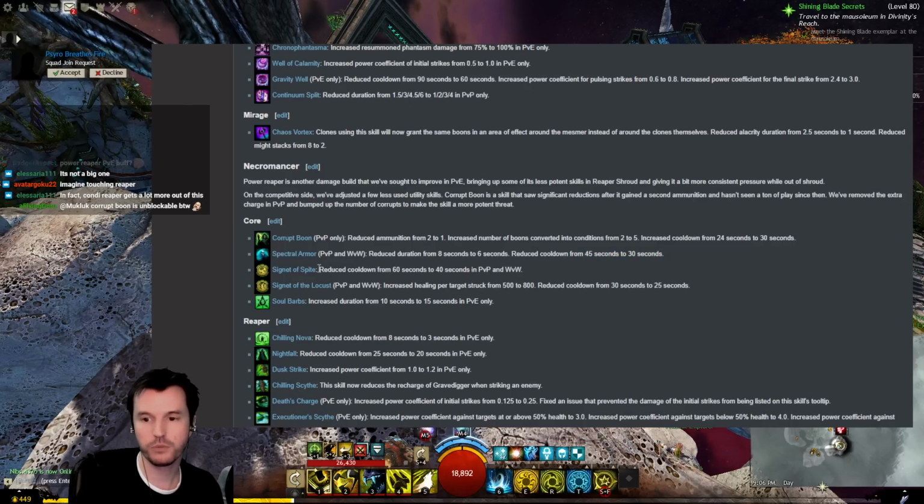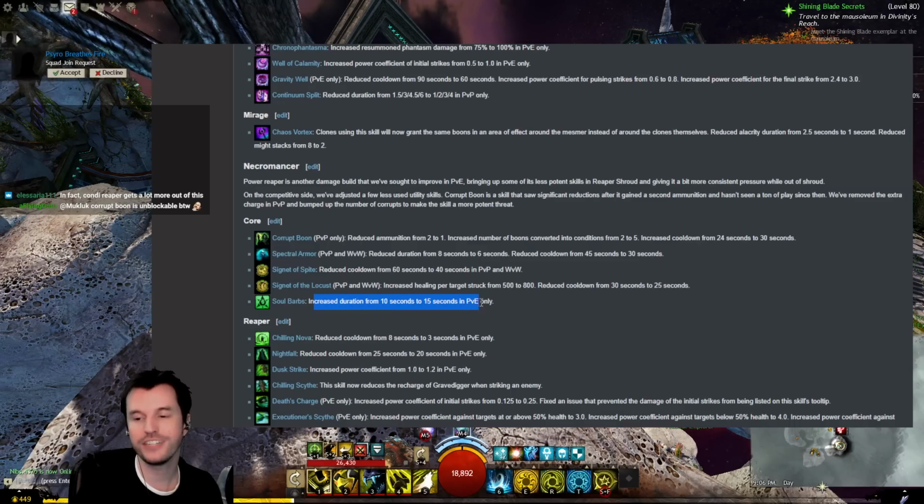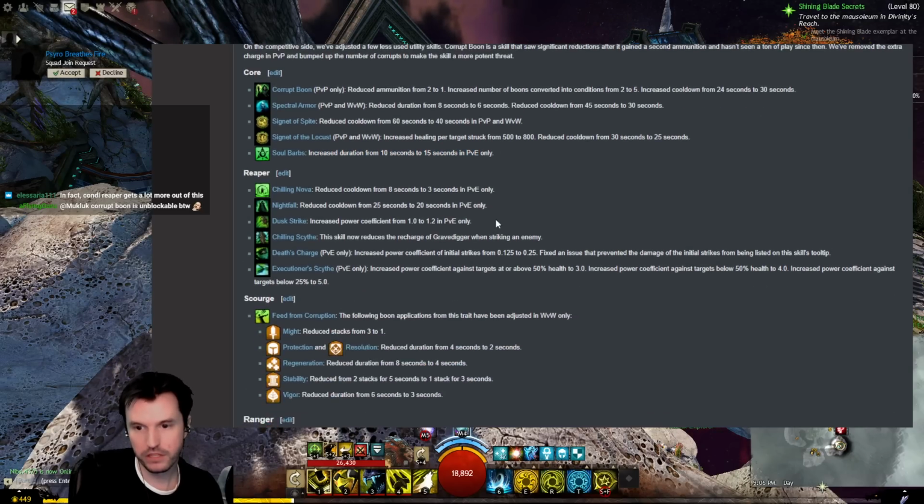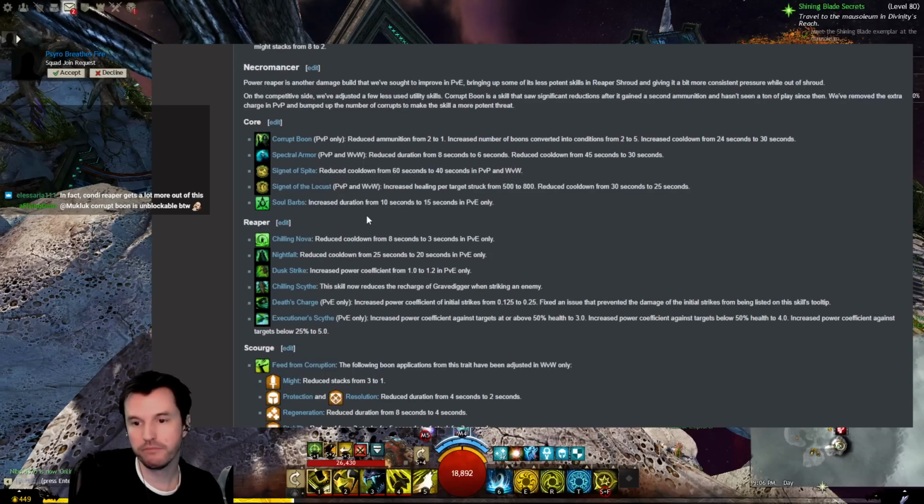Signet of Spite, reduce the cooldown from 60 seconds to 40 in PvP and World vs. World. Signet of the Locust, increased healing per target struck from 500 to 800 and reduce the cooldown from 30 to 25. Soul Barbs trait, increase the duration from 10 to 15 in PvE only. Specifically Reaper, Chilling Nova, reduce the cooldown from 8 seconds to 3 in PvE only. Nightfall, reduce the cooldown by 5 seconds in PvE. Dust Strike, increase the power coefficient slightly in PvE.